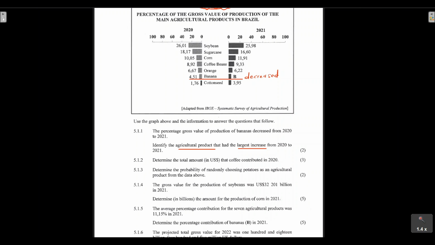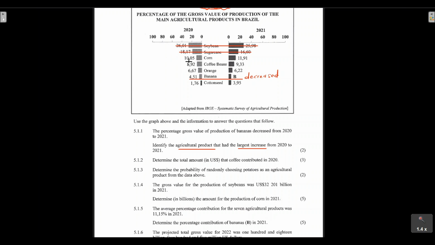So let's start off with the soybeans. With the soybeans, was it an increase or a decrease? Do you see that it decreased from 26.01% to 25.98? So we're going to scratch it out. It was not an increase, it decreased. Let's look at the sugar cane. From 18.17 to 16.6, it was a decrease. We're going to scratch it out.